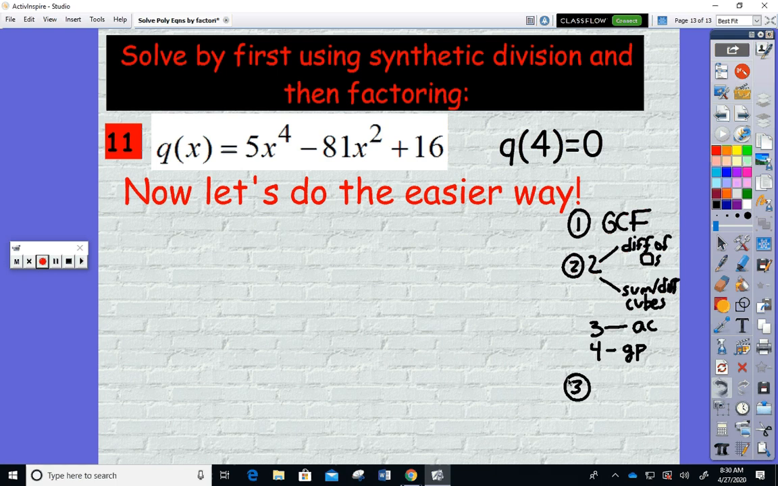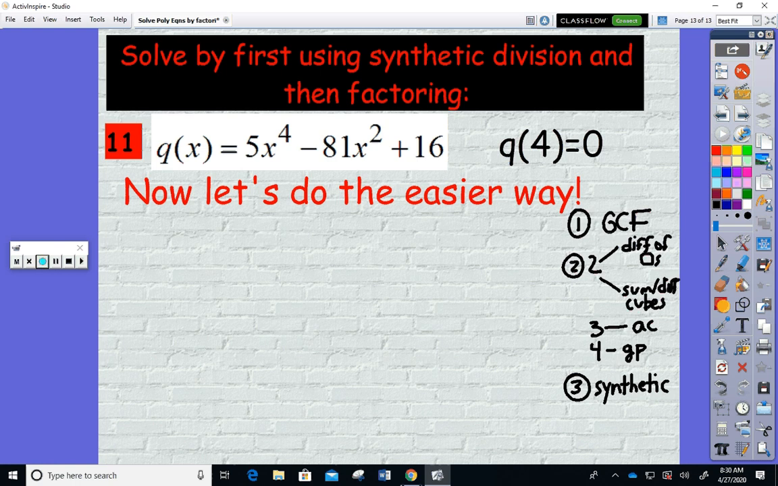Then, if you've exhausted all of those techniques and they don't work, then you try synthetic, because synthetic won't be as fast as just the regular old factoring that you know already.